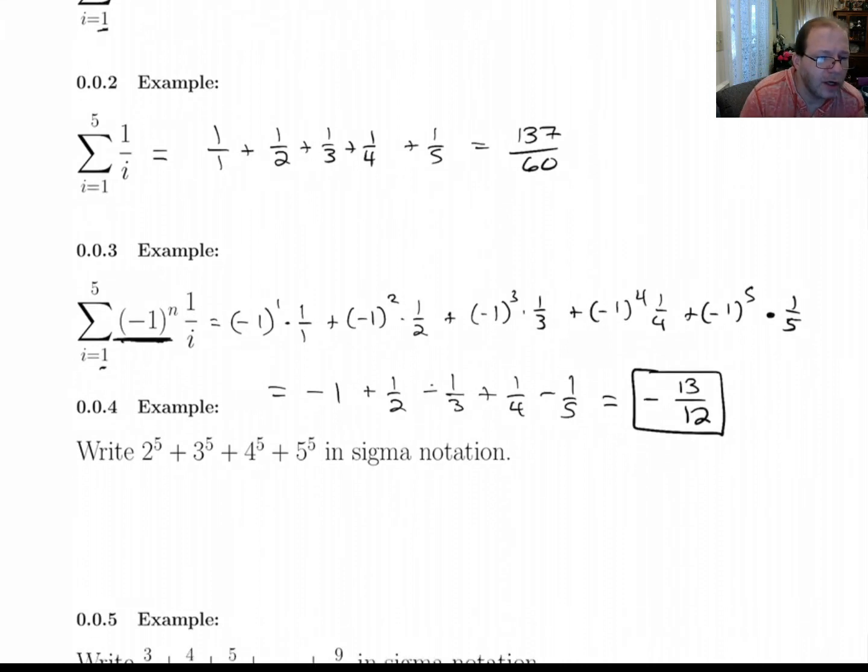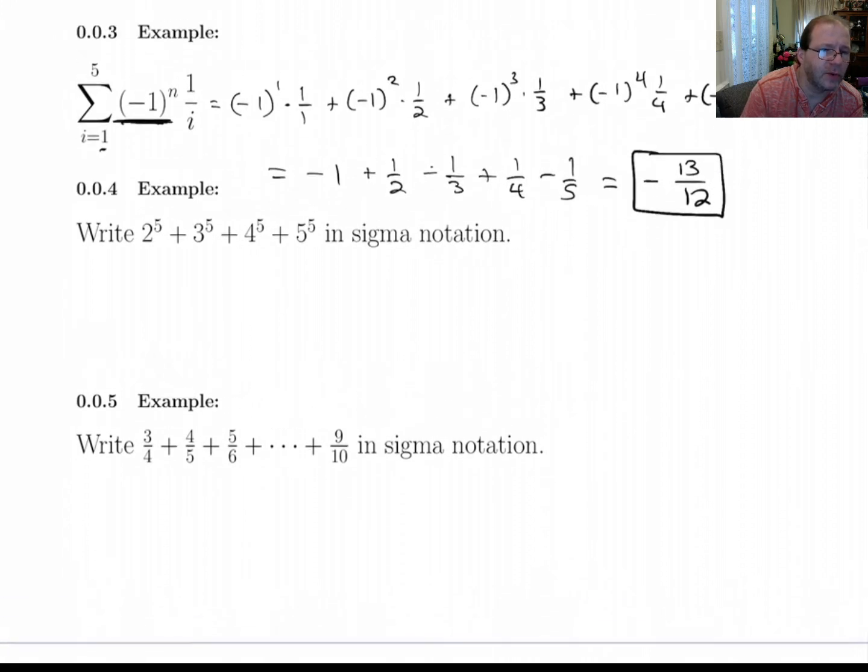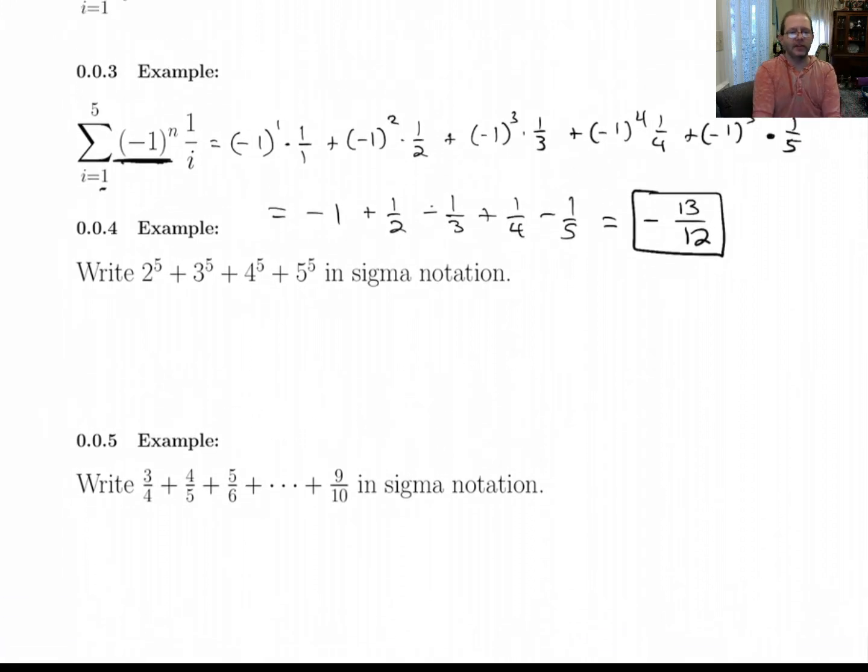All right, now we got a couple of examples here where we're going the other direction. We're trying to write this using sigma notation. Okay, so this one, if you look at what's going on here, this is the number that's increasing every time, so that's going to be our I. And then we're raising all these to the fifth power, and I starts at 2, and I ends at 5.